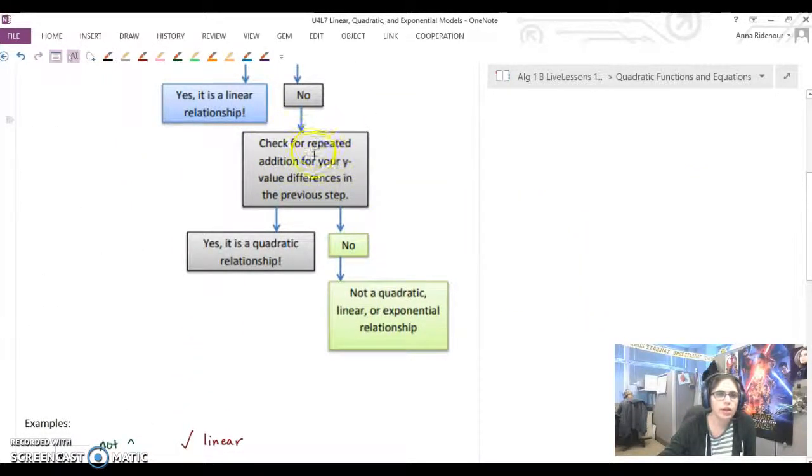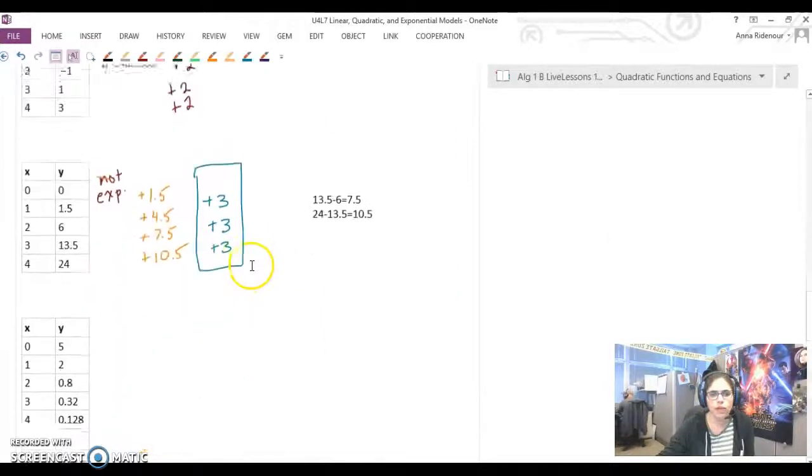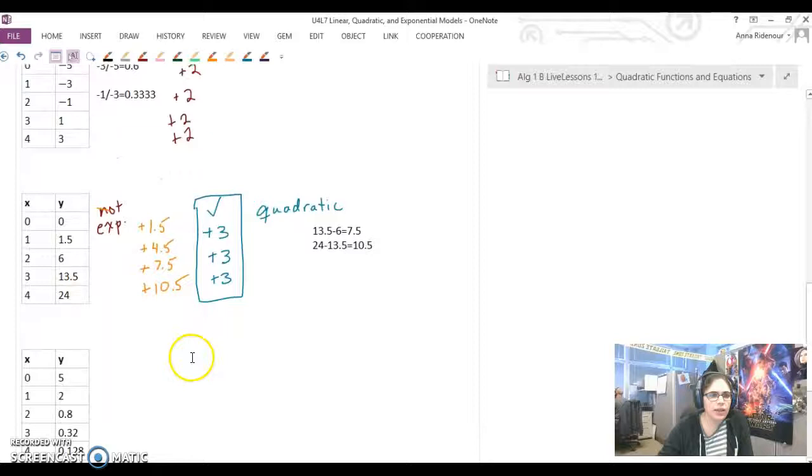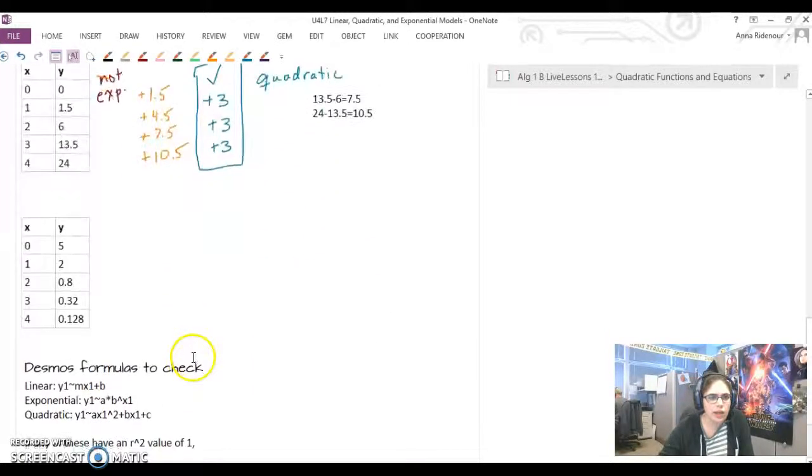Check for repeated addition for your y value differences in the previous step. So I found that we were adding 3 for all of those values, so it is a quadratic relationship. So put a little check. This is quadratic. All right. And then finally, this last one, we had a linear and a quadratic, so you might be able to guess this one is exponential.